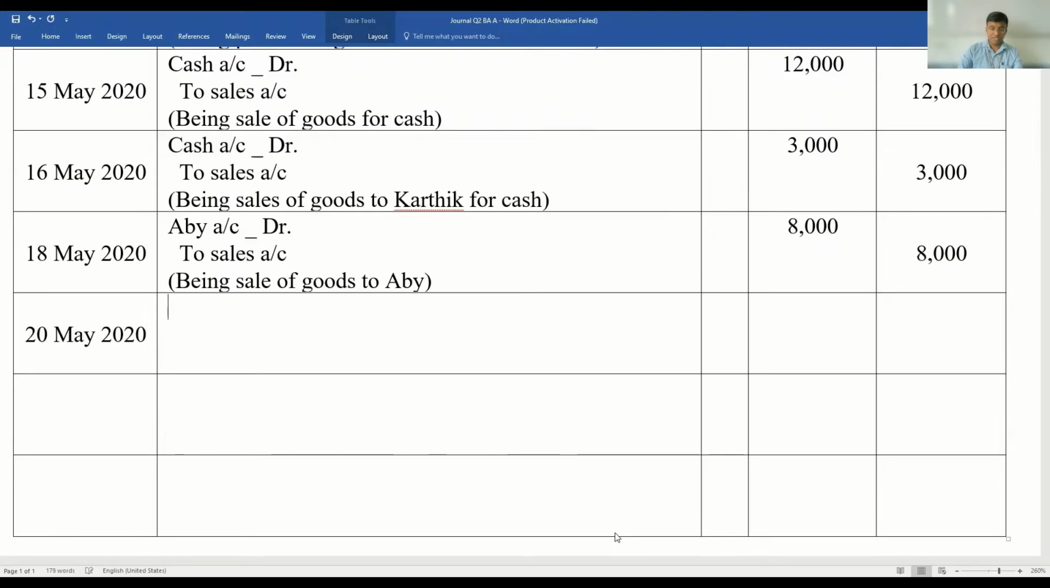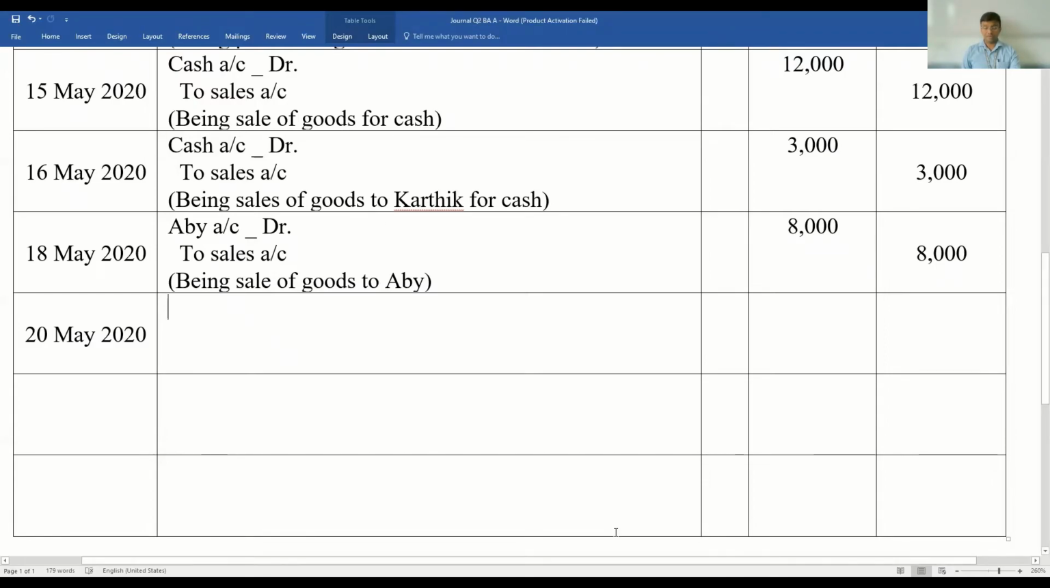20th May, the transaction is paid Globe Traders rupees 50,000. You are settling a payment to Globe Traders. Since you are settling the payment to Globe Traders, there are two accounts involved over here. The first is Globe Traders account. Second is cash account. Why? Because when you settle a payment, what happens to the cash? Cash will be going out. So the two accounts over here are Globe Traders and cash account.